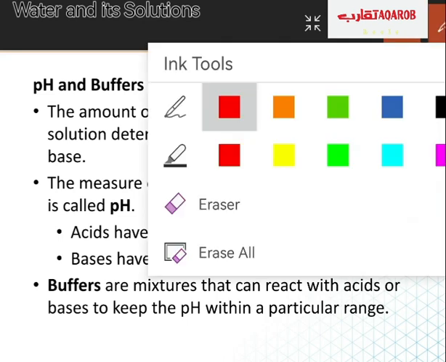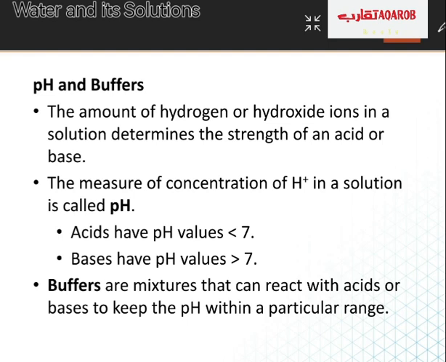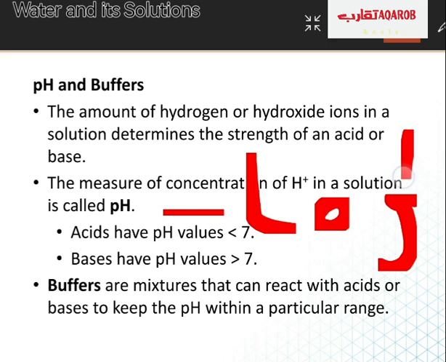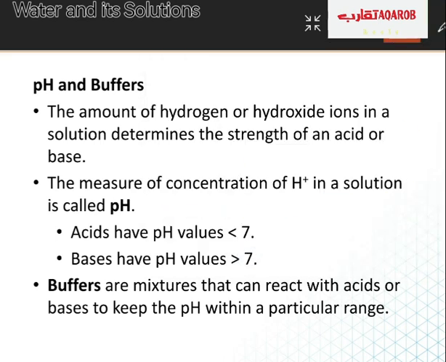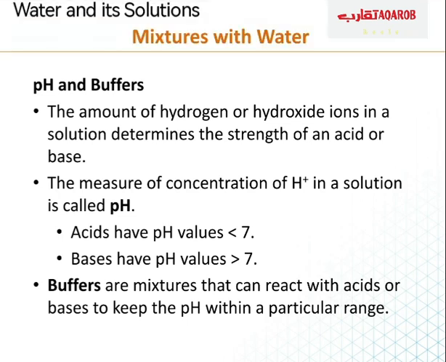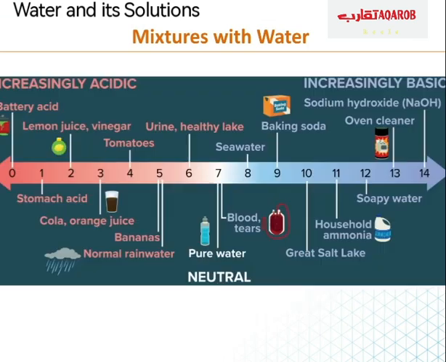So again, we have a specific way to measure the pH, which is minus log 10 to the power of the hydrogen ion concentration. In this way we can measure the pH. The scale of the pH is from 1 to 14, or from 0 to 14.